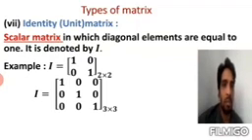By name also you can identify. Example-wise, for order 2 by 2, 1 0 0 1, you need to remember, is the identity matrix of order 2. Next one, 1 0 0 0 1 0 0 0 1, is the identity matrix of order 3.